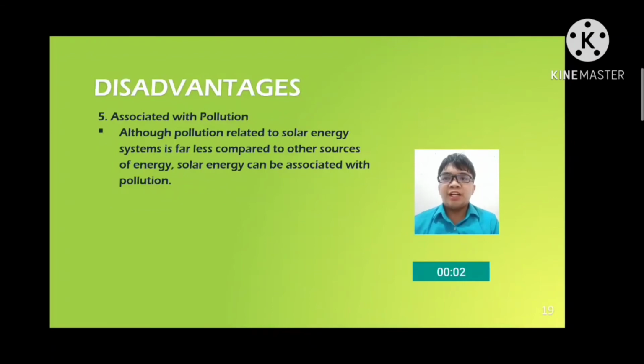And finally, it is associated with pollution. Although pollution related to solar energy is far less than that of other sources of energy that we know, it can also be associated with pollution. Transportation and installation of solar power systems are said to be associated with the emission of greenhouse gases. And as we all know, greenhouse gases are a serious environmental matter that we must solve in order for our world to last longer.